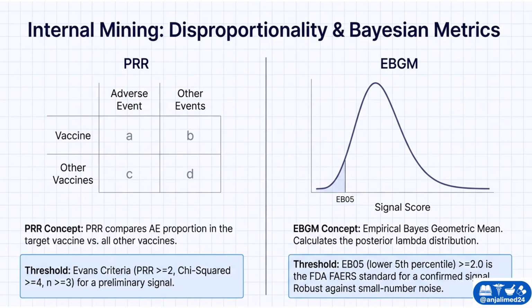The major takeaway from this slide is that disproportionality methods detect possible signals quickly, while Bayesian methods help to refine those signals by reducing the statistical noise and improving reliability. Together, they form a crucial foundation for modern vaccine safety signal detection.